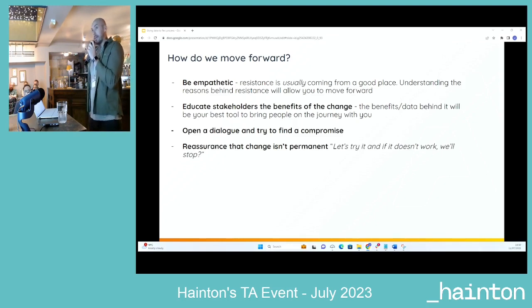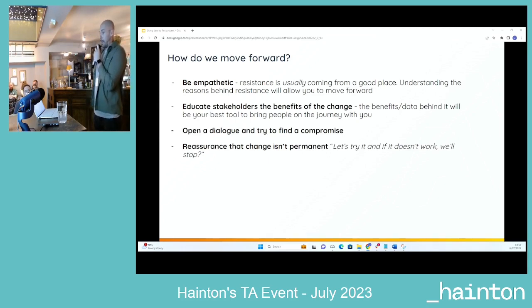If you still feel like you're not getting where you'd like to be and you still meet resistance, try and open a dialogue and understand where the hiring community are coming from. Try and put their concerns at ease. Try and find a compromise. It might be that the way you want to do it doesn't quite fit with the way they work as a TA function, the hiring community. It might be you need to put compromises in place to get them on board.